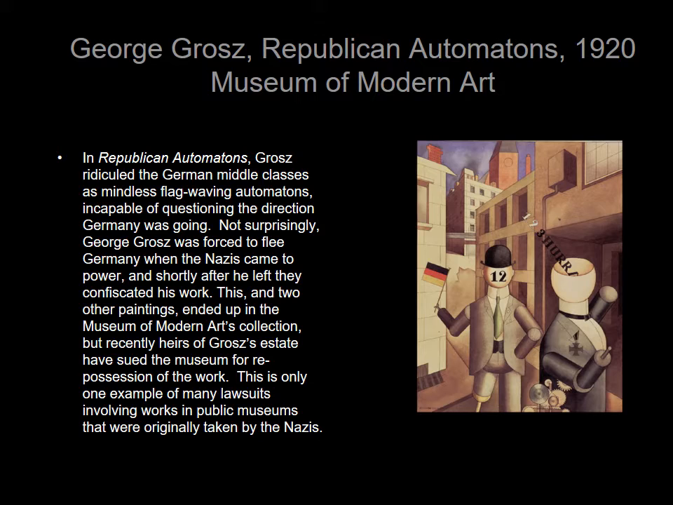Not surprisingly, George Grosz was forced to flee Germany when the Nazis came to power, and shortly after he left, they confiscated his work. So this and 2 other paintings ended up in the Museum of Modern Art's collection in New York, but recently heirs of Grosz's estate have sued the museum for repossession of the work. This is only one example of many lawsuits that involve works in public museums now that were originally confiscated by the Nazis. So this happens quite frequently, and I know many people are interested in the repossession of especially German Jewish artists' works and the rightful descendants to those works today.